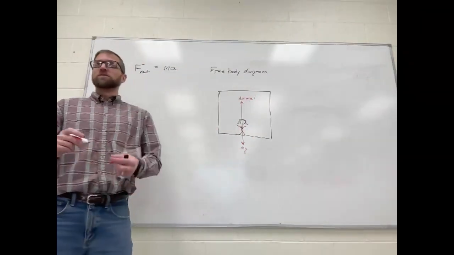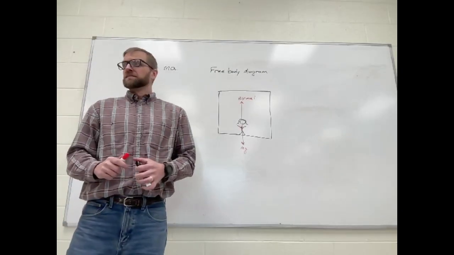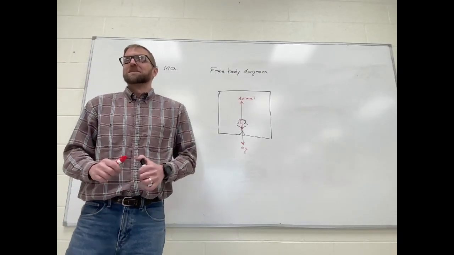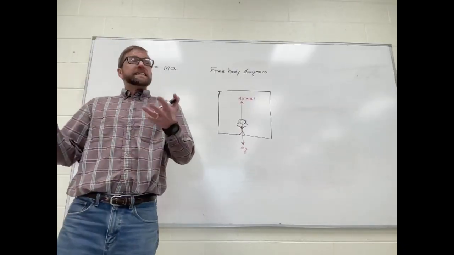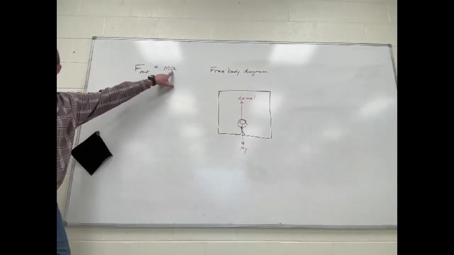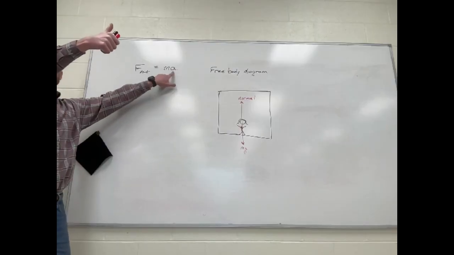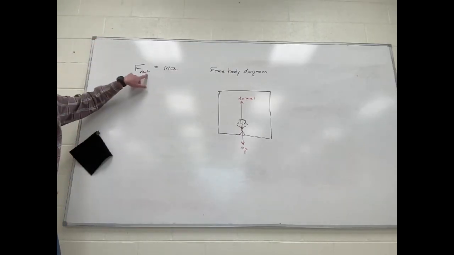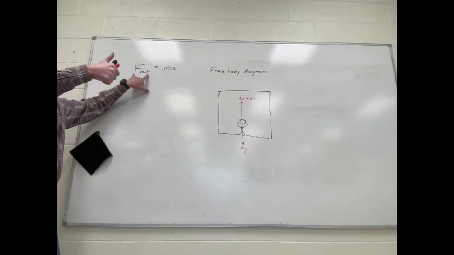Why does the normal force have to be bigger than gravity? Because she would be crushed. Because she's experiencing a net force. She's accelerating. A is not zero. A is up. Okay? That means that the net force has to be up. Does that make sense?